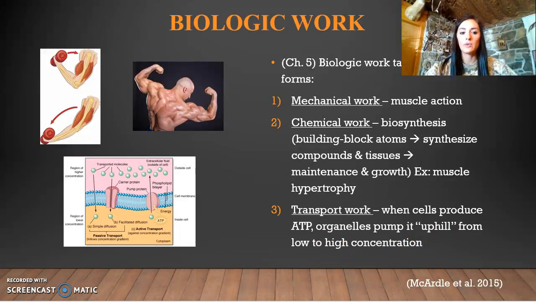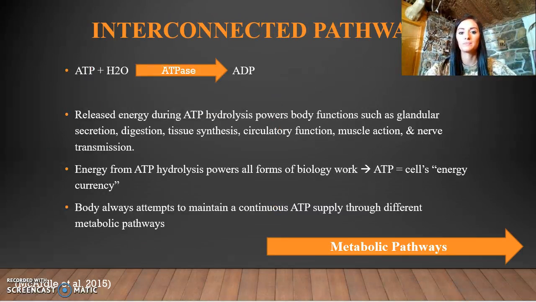Again, from Chapter 5, we learned that biologic work takes one of three forms. The first form is mechanical work, which is muscle action. The second is chemical work, biosynthesis, which is building block atoms to synthesize compounds and tissues for maintenance and growth. An example of this is muscle hypertrophy. The third form is transport work, when cells produce ATP and organelles pump it uphill from low to high concentrations.